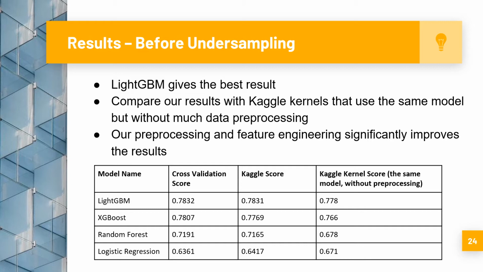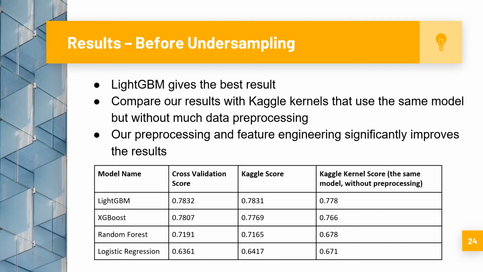Here come our results. The scores shown here are all area under curve. As expected, the baseline logistic regression model gives us the worst results, having the lowest score, while the tree-based models give better results. LightGBM and XGBoost give very similar scores, but LightGBM is slightly better, making it our best model.